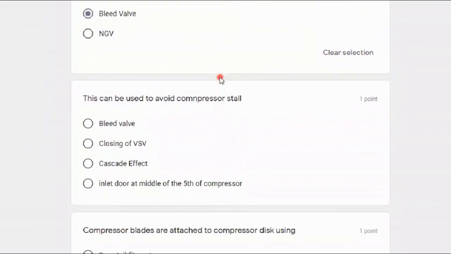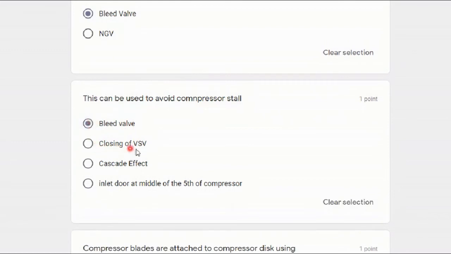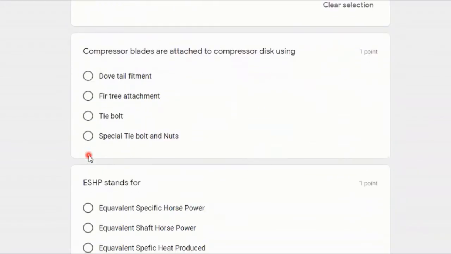Okay. Let's go ahead. This can be used to avoid compressor stall. Now they are talking about the compressor stall. The previous question was about the compressor surge. For compressor stall, bleed valve should be used. Oh, sorry, not bleed valve. Closing of variable stator wing, cascade effect should be used. What is cascade effect? We align the blade in such a way that the low pressure of the next stage is in front of the high pressure of the earlier stage, so the air can flow smoothly. That is called the cascading effect.